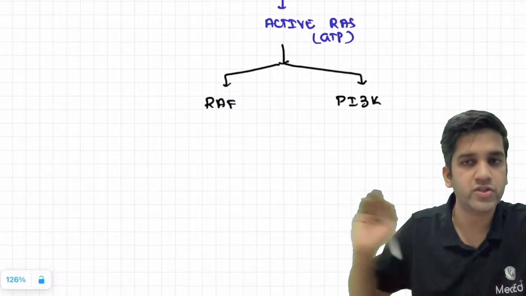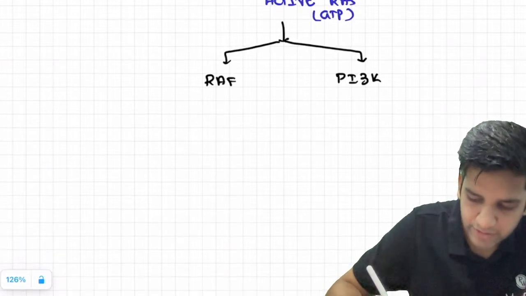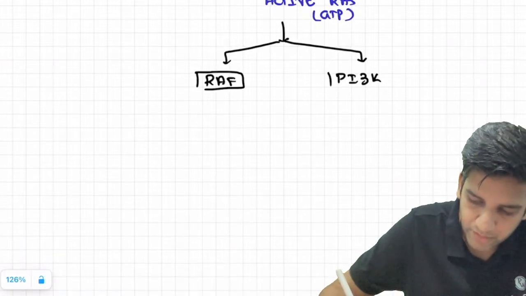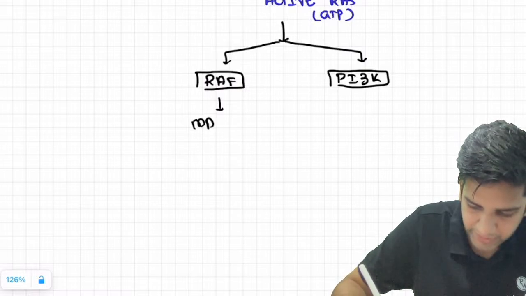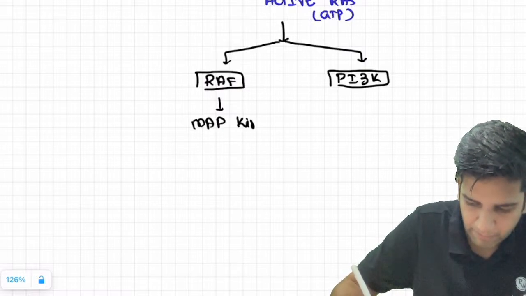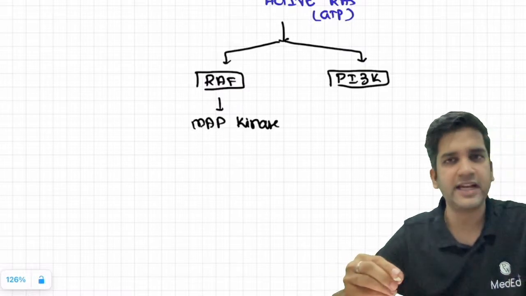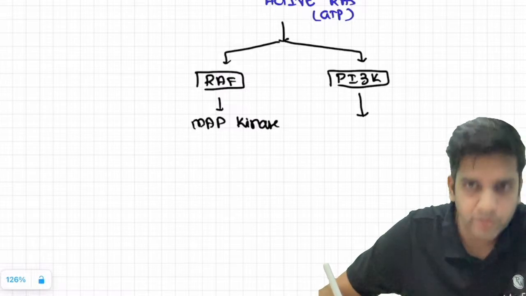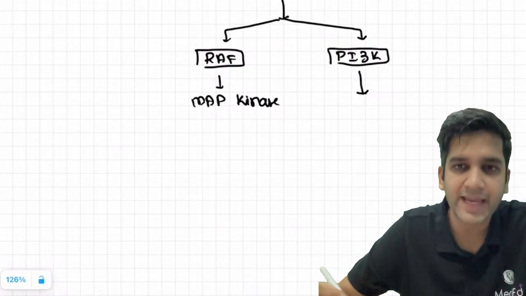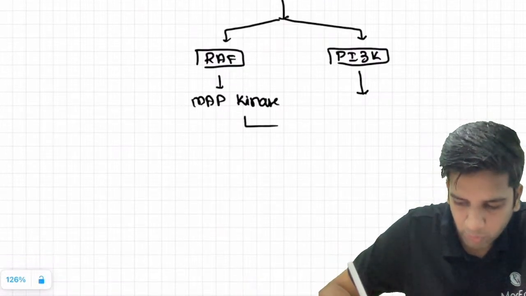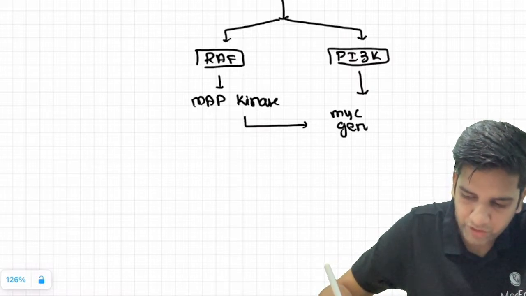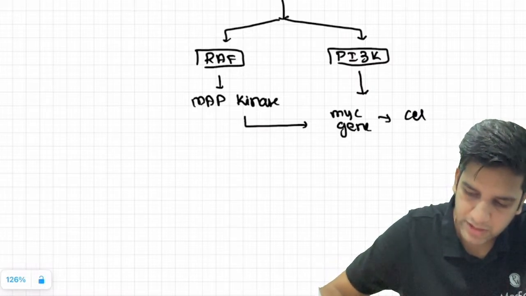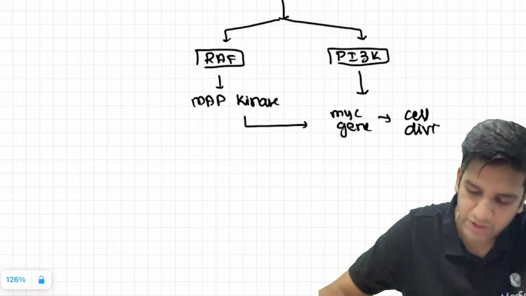Okay, so I have the phosphoinositol triphosphate kinase pathway. This RAF pathway activates one more kinase called MAP kinase, right? All these are kinases. This phosphoinositol triphosphate pathway has a few other proteins called AKT proteins. Ultimately, both of them will activate the MYC gene. The MYC gene ultimately will help in cell division. This is what happens normally.